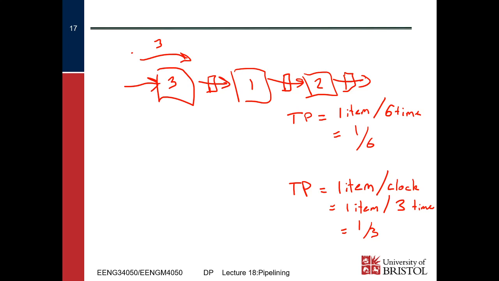So as we reduce our clock period, as we reduce the time between two registers, our throughput goes up, right? And so that's why our throughput is 1 divided by the clock period. Or in other words, our throughput is equal to F clock, right? Because we get one item out every clock cycle. Does that answer that question?